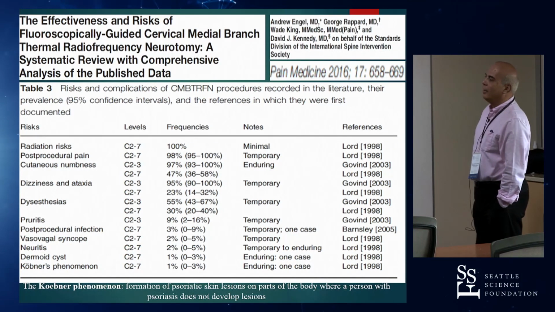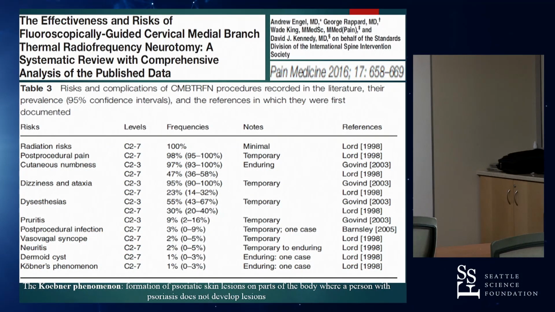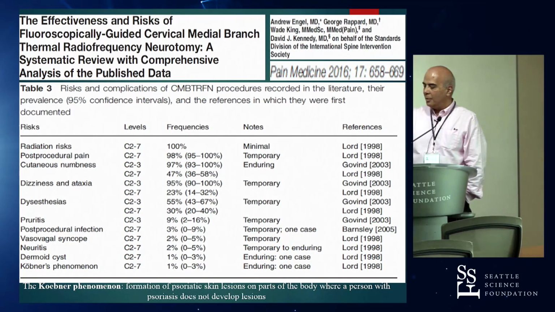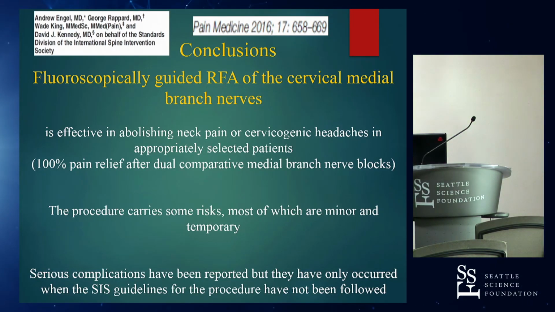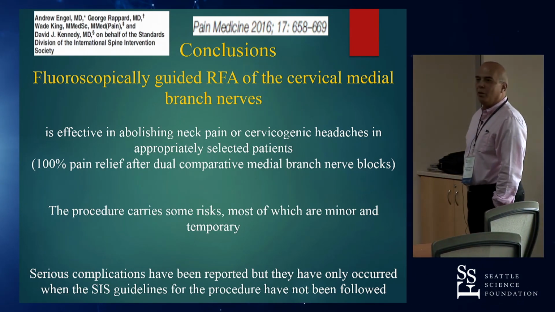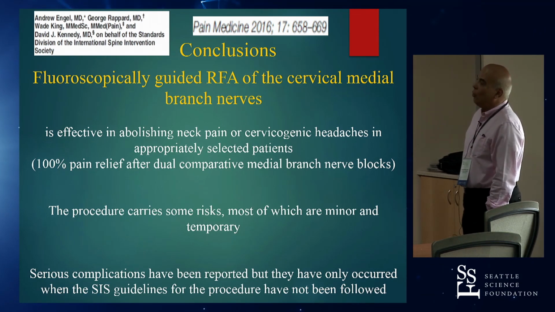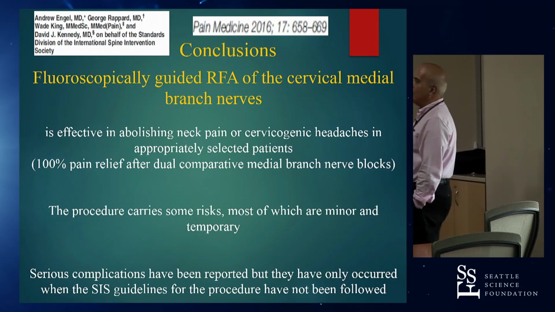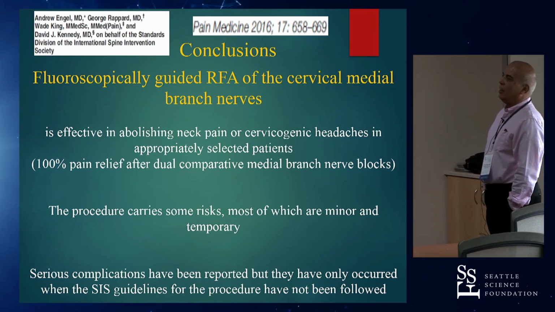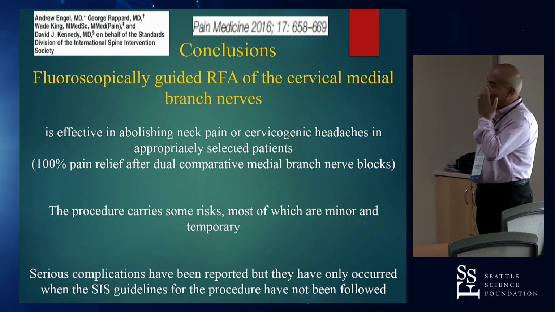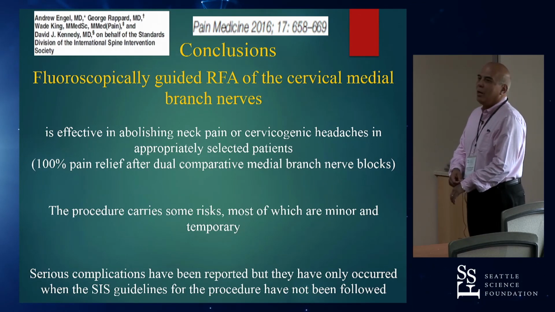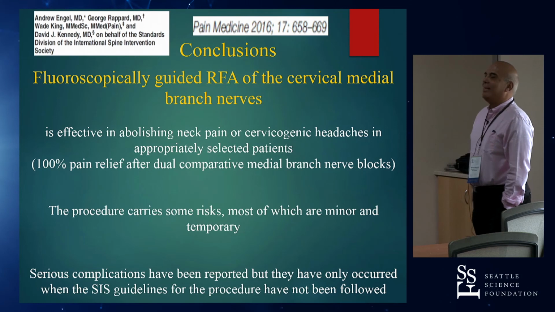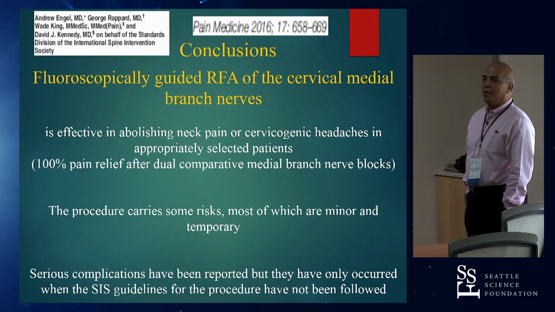They are usually very temporary, and they are usually self-limiting, except in minor cases. So the same authors that produced this article conclude that RFA of the cervical medial branch nerves, after medial branch nerve blocks, is effective in abolishing neck pain, usually secondary to cervicogenic neck pain or cervicogenic headaches in appropriately selected patients. And as I said before, for them, an appropriately selected patient is 100% pain relief after dual comparative medial branch blocks with different local anesthetics. Again, we can debate whether 100% pain relief is completely achievable or not. Personally, I've done this for 16 years, and I've never seen one single patient achieving 100% pain relief.